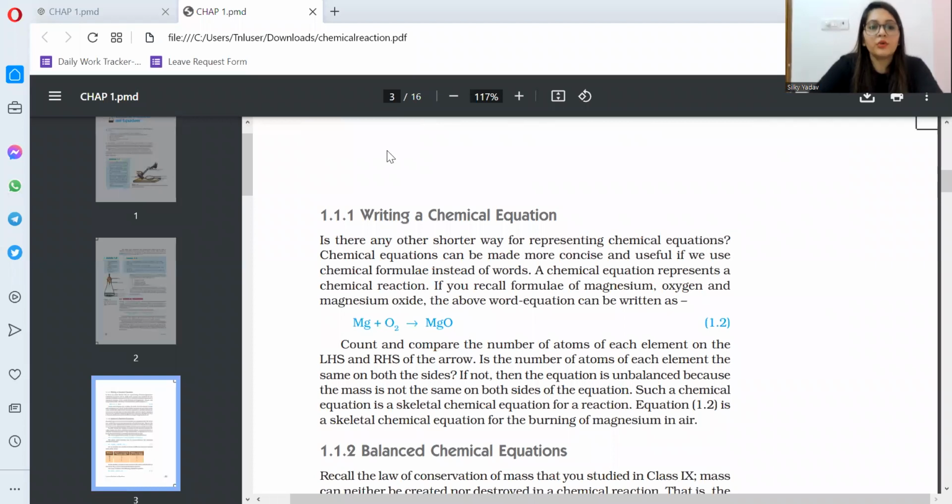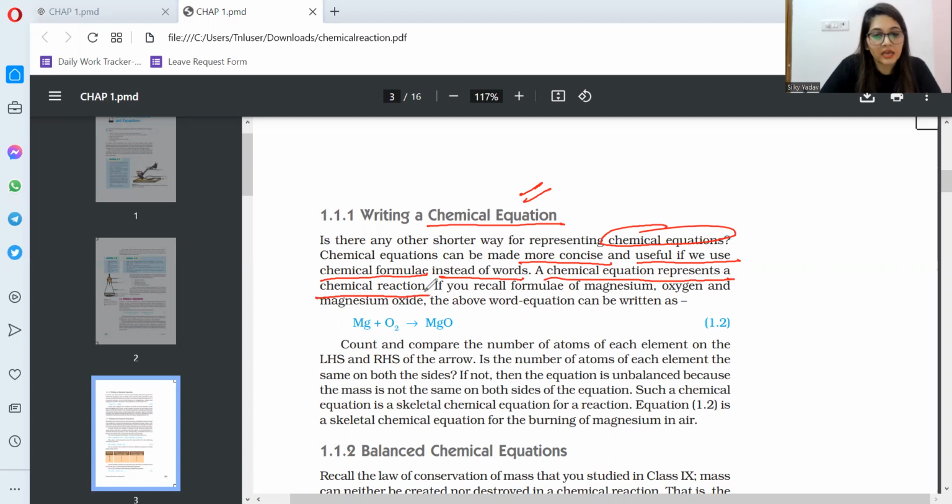Now, how to write a chemical equation? As I've already told you, when you're writing the chemical reaction you write magnesium reacted with oxygen in the presence of heat. But if you write the symbols of them, that will be the chemical equation. So is there any other short way of representing the chemical equation? Chemical equations can be made more concise and useful if we write the chemical formula instead of the word. Don't write the complete words, write the formulas, right? So a chemical equation represents a chemical reaction by symbols. So let's say for magnesium we write Mg, for oxygen O2, and this is the product that we're getting, right?